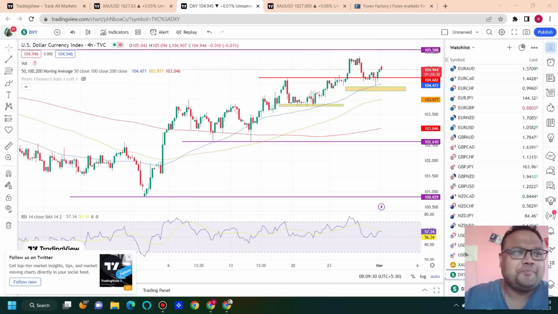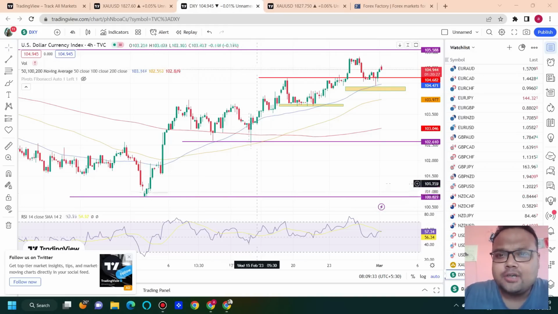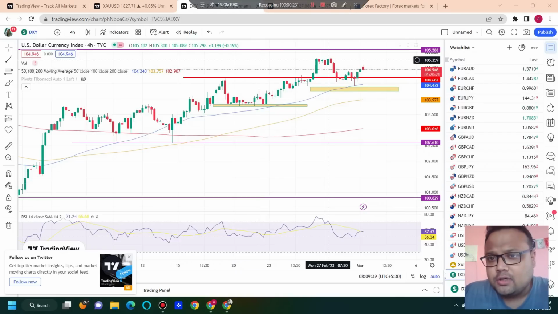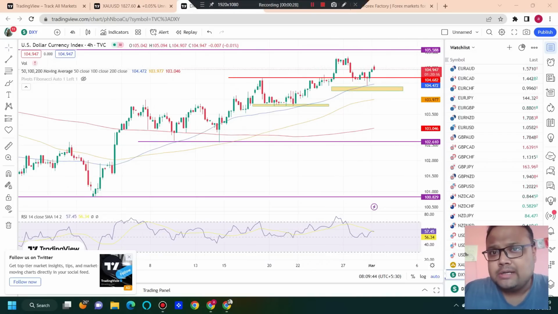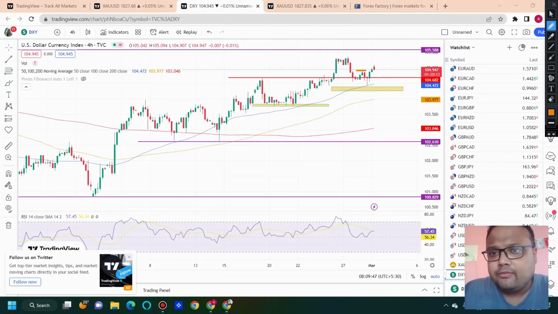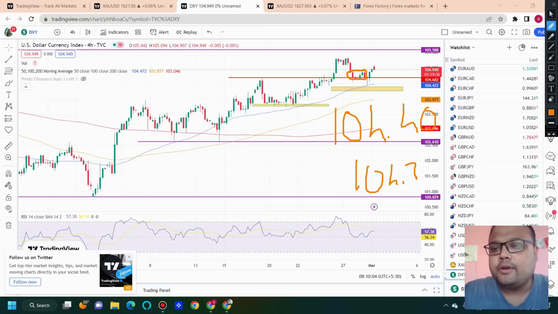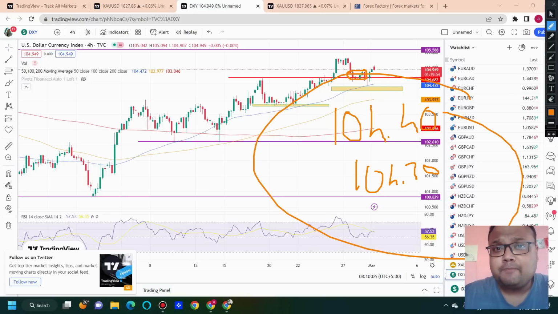So let's get started. My dear friends, this is the 4-hour chart of DXY, the US dollar currency index. Yesterday, we saw further correction on the chart of DXY. But we also discussed in our previous videos that if the market fails to bounce from this level, then there was a further possibility of the market going down and hitting the 50 moving average or the support of 104.40 to 104.30. So as per expectation, the market went down and took support at the 50 moving average.